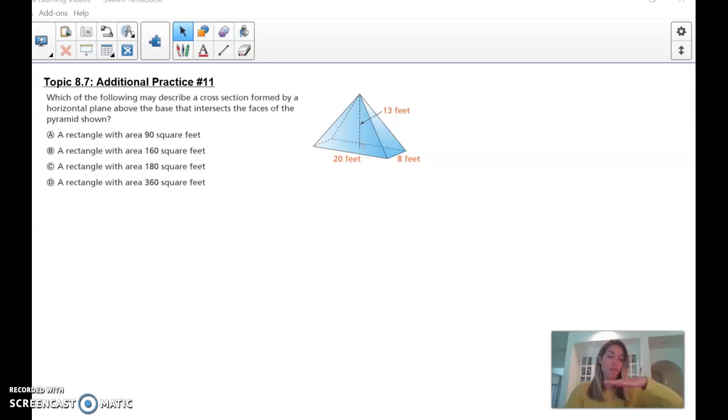Horizontal is going to be this way. Vertical is up and down. Horizontal is like the horizon, so from left to right. So we're looking at a horizontal plane that is going to cross and intersect this pyramid.